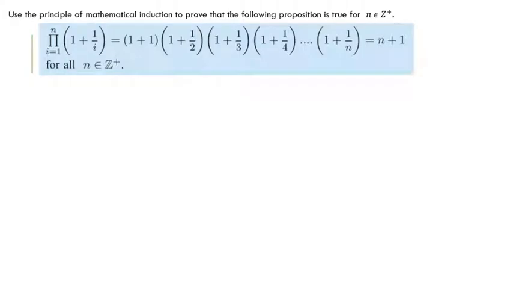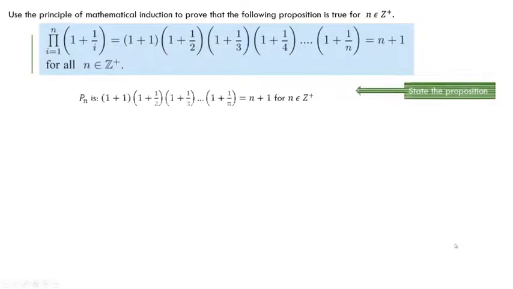Consider this example. We will use the principle of mathematical induction to prove that the following proposition is true for all positive integers. N is an element of Z+. The first step is to state the proposition. In this case, our proposition is 1 plus 1 times 1 plus a half times 1 plus a third times all the way up to 1 plus 1 over n is equal to n plus 1 for all positive integers.